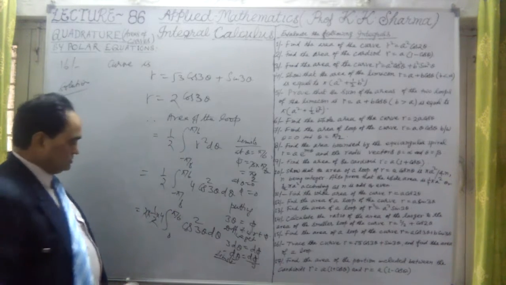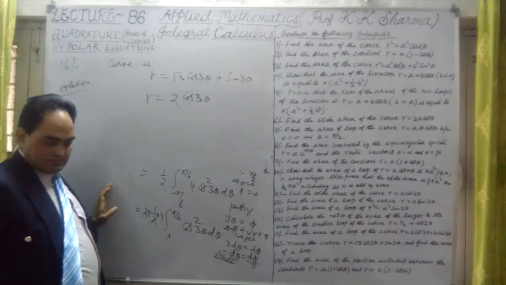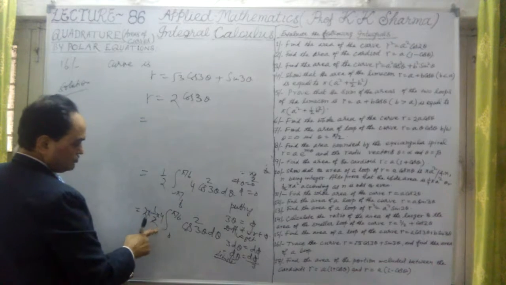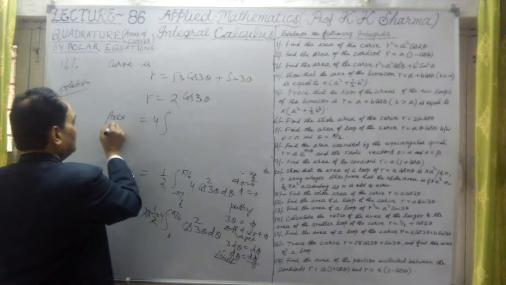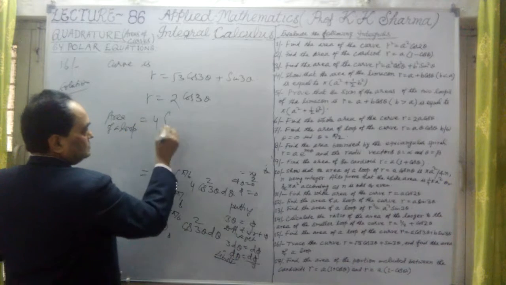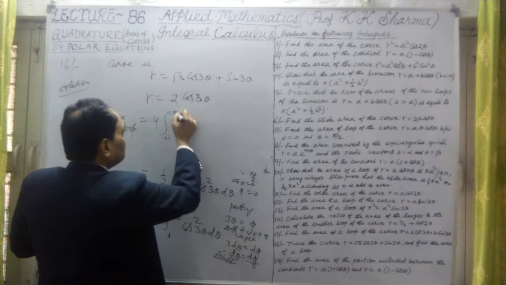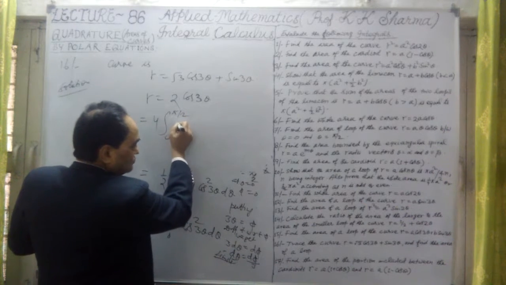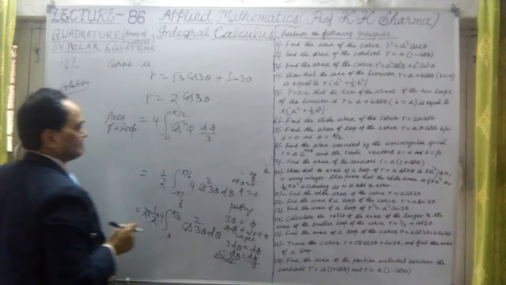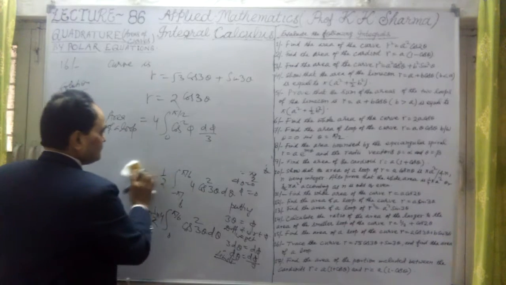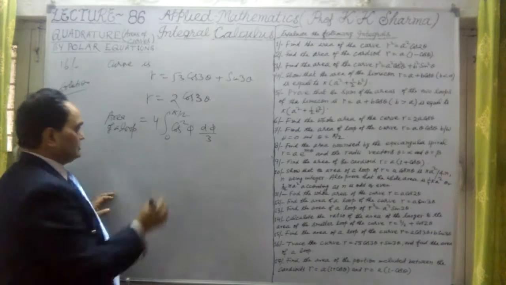The limits are 0 to pi by 2. So therefore area is equal to 4 times, because the 2 cancels out. Area of a loop is equal to 4 into the integral from 0 to pi by 2 of cos square phi into d phi by 3. This is the value. Let me now further solve it. So we obtain this as 4 by 3.